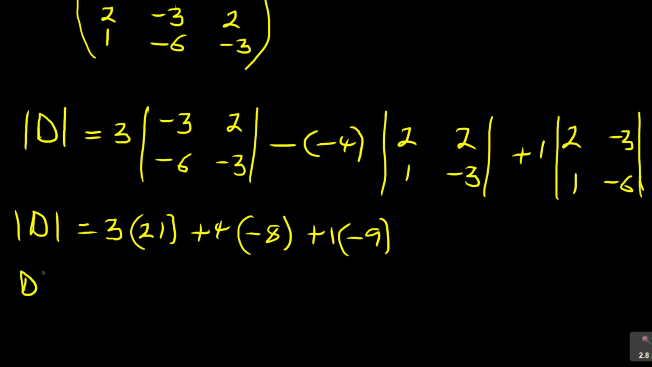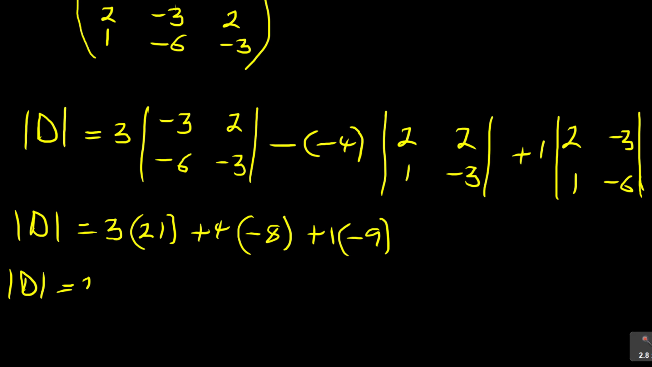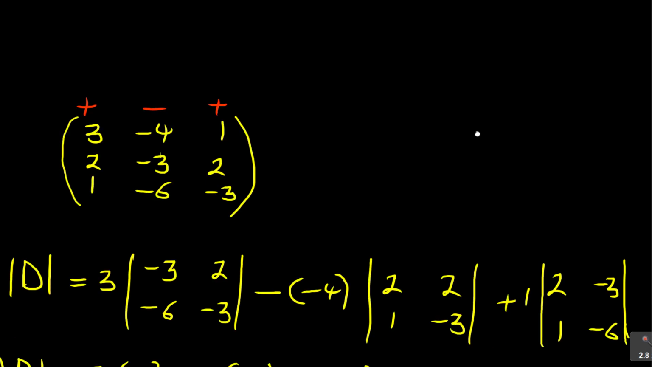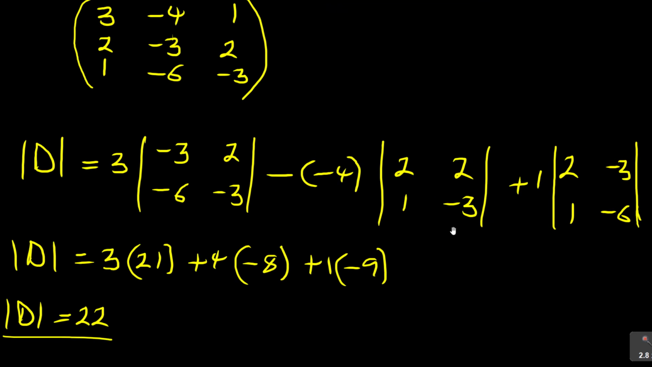And then if I simplify that, rely mainly on the calculator so that you don't have to do much here. So I've got 3 times negative 3, plus 4 times negative 8, plus 1 times negative 9, equal to, I've got 22. So D there, the value of D is 22. So that is the value of this matrix.